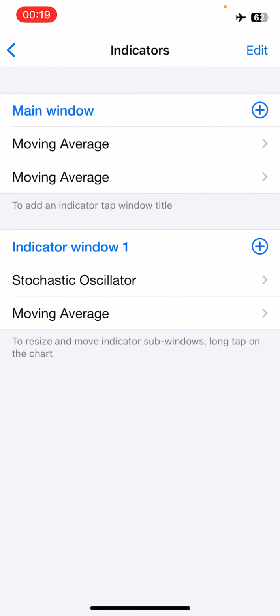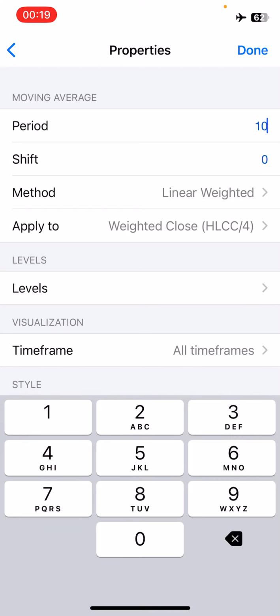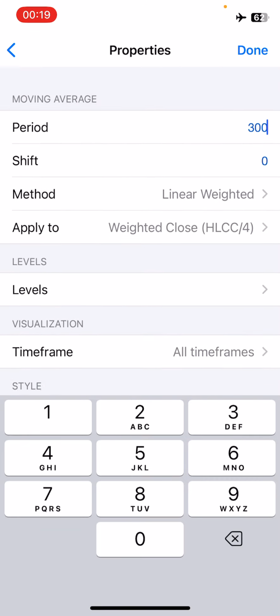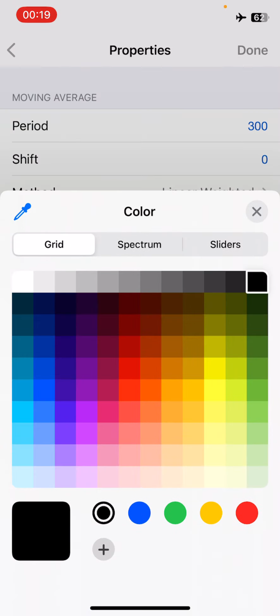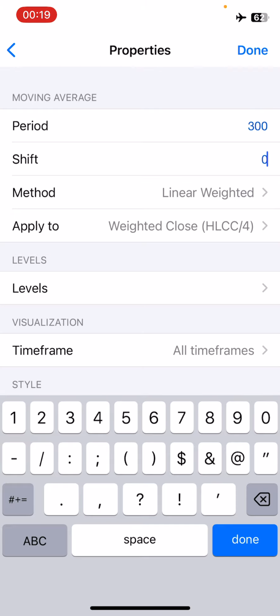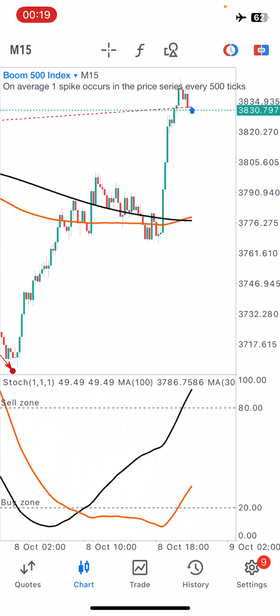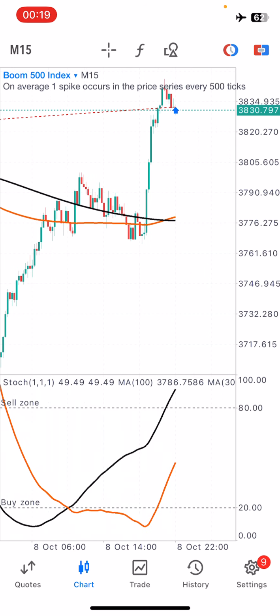Again, we need to add another moving average. This time it will have a period of 300. Everything else remains the same. We're just going to change the color to orange. The method is linear weighted, apply to close. Done. As you can see, we have successfully installed our strategy.